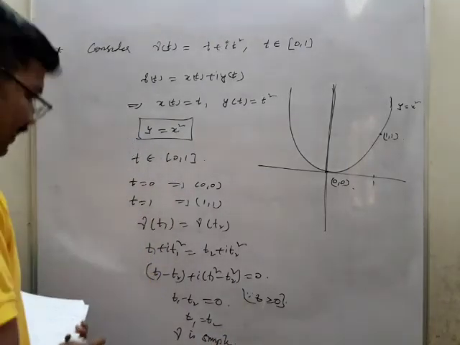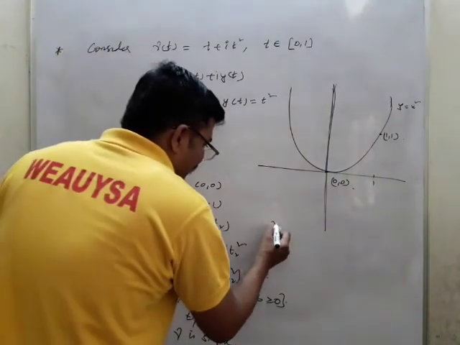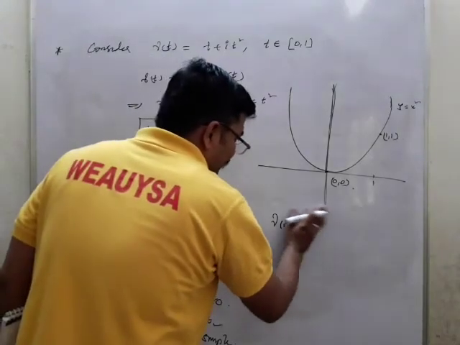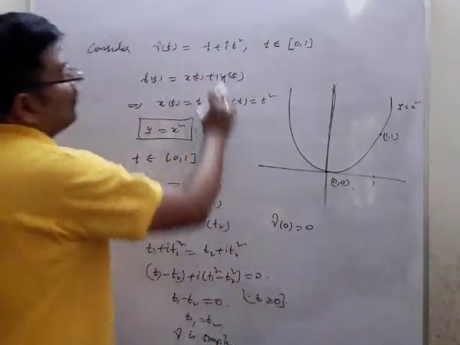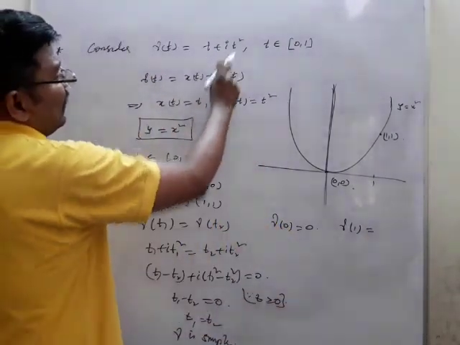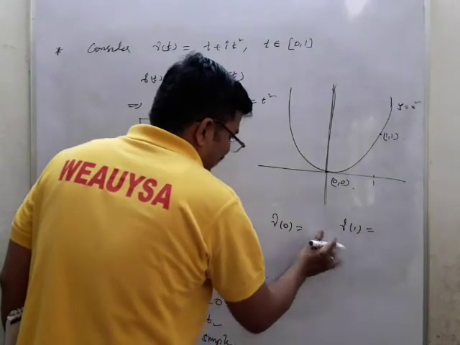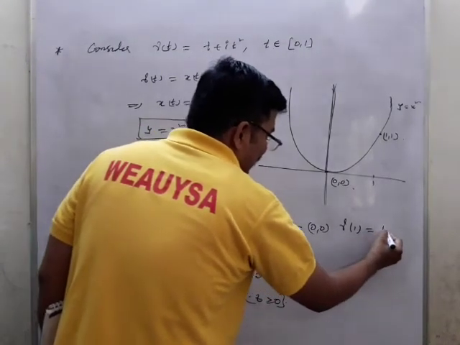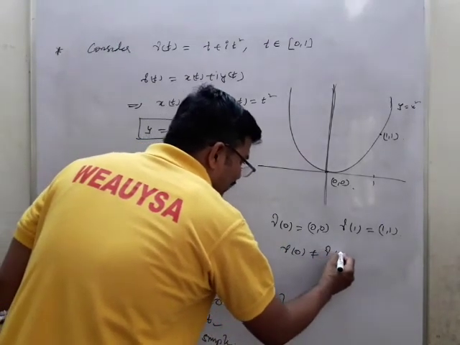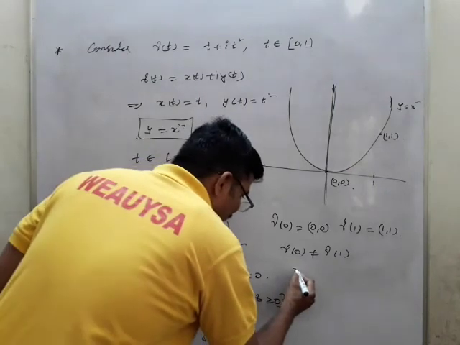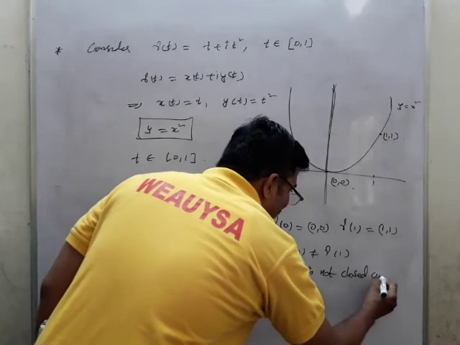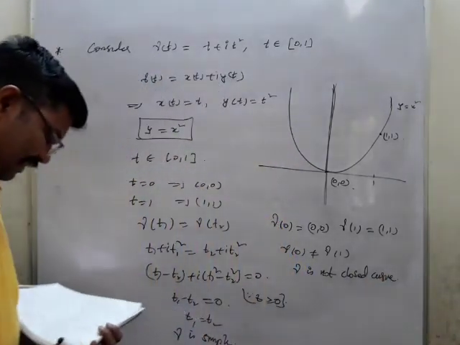Gamma of 0, if you substitute 0, is 0 comma 0. Gamma of 1, if you substitute 1, is 1 comma 1. So gamma of 0 is not equal to gamma of 1. So it is not closed. I can write that gamma is not a closed curve in this regard.